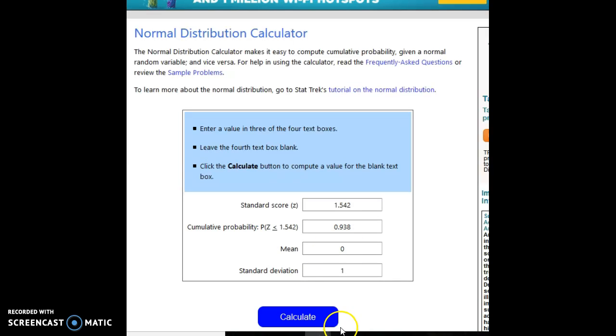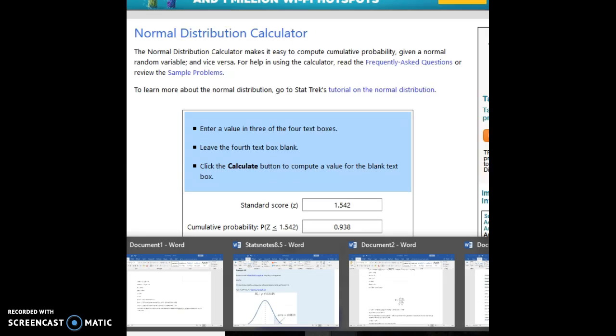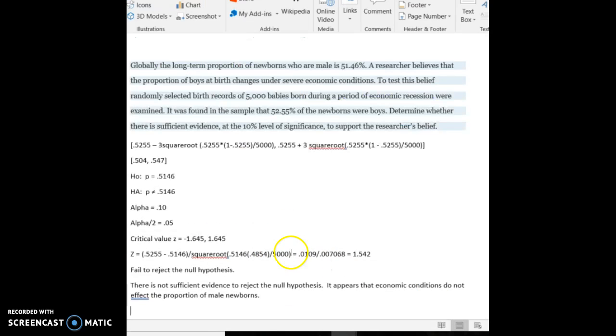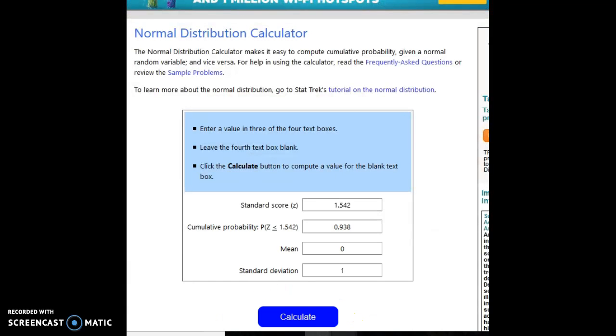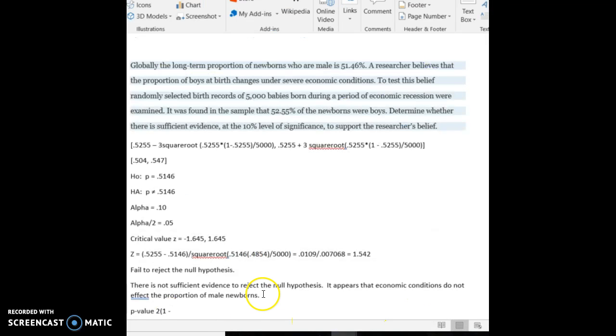Now we want to subtract that from 1 because that's the area to the left of 1.542. All right, so our p-value. All right, and I'm going to put this 2 here in a minute. I'll explain what that's for. 1 minus 0.938. All right, so that's going to end up giving us, let's see, 1 minus 0.938 is 0.062.